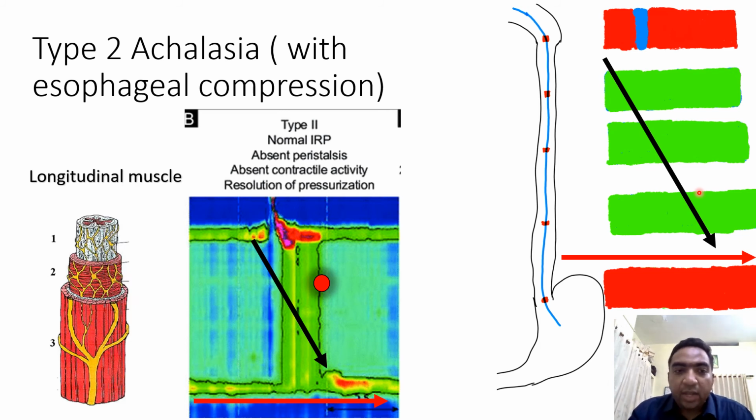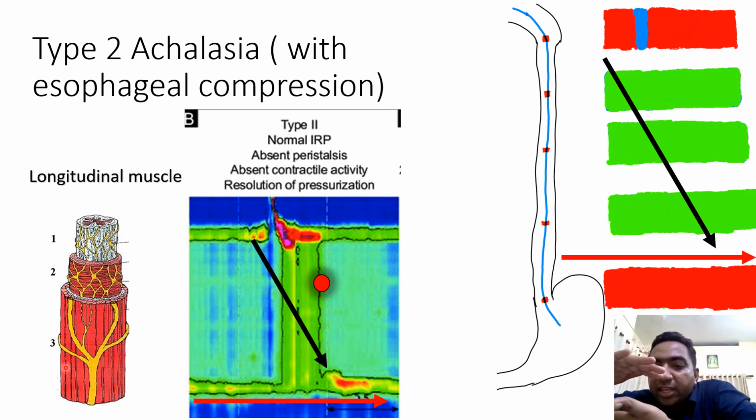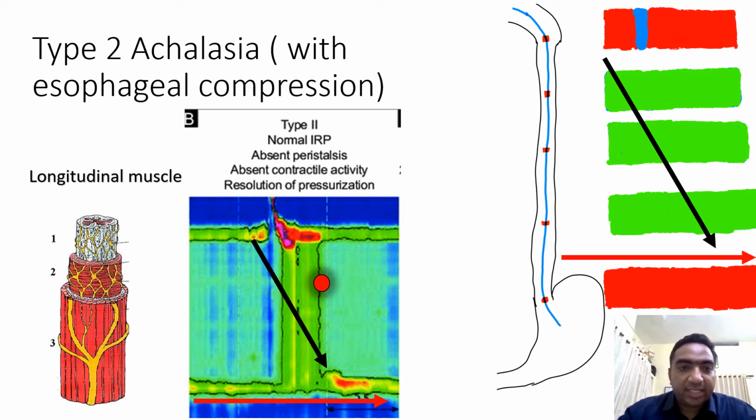Why is that? Because here the longitudinal muscle works. When the longitudinal muscle works, the esophagus will get shortened like this. Due to the shortening of the esophagus, the pressure inside the esophagus will increase, which will appear as this green color here. That is the classical feature of type 2 achalasia.